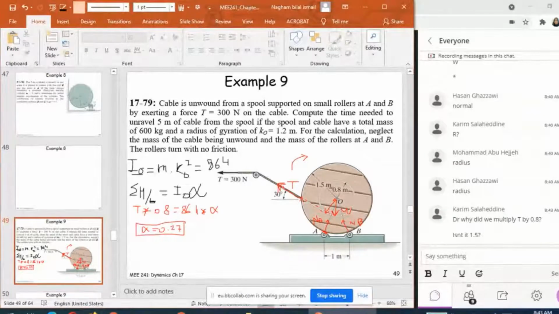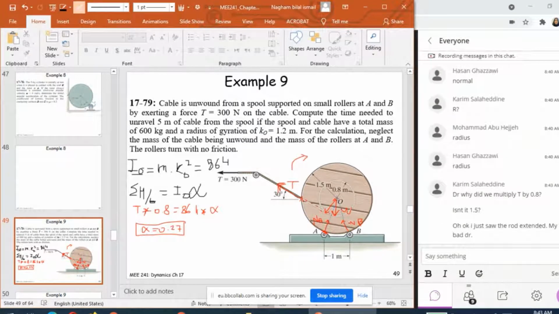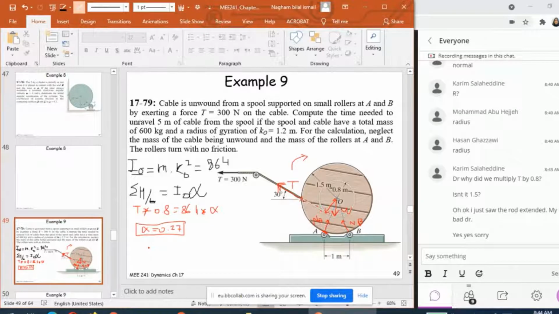In fact, you are pulling this cable with a force along this cable. Along this cable means it's perpendicular to the radius of the circle, which means it's 0.8. Okay, now guys, I'm saying that this T is always constant. So this T is always constant, right? And this will give me that alpha will be always constant.